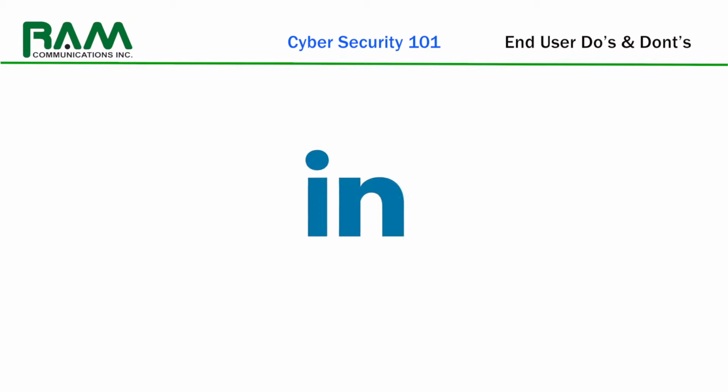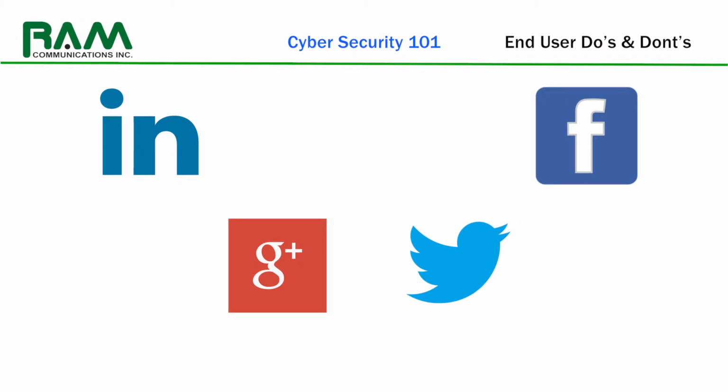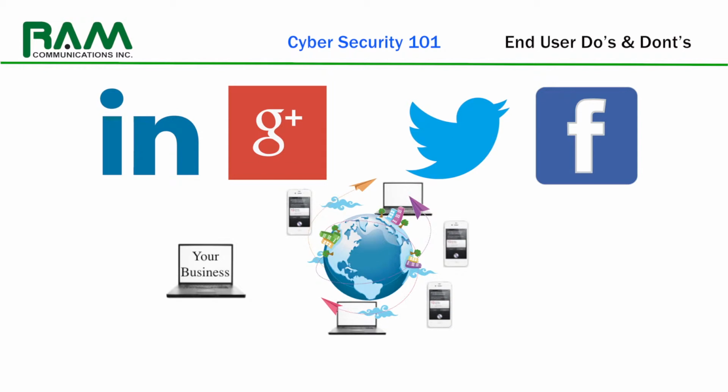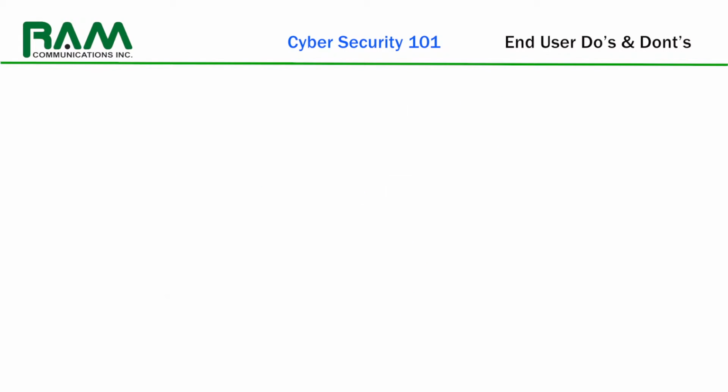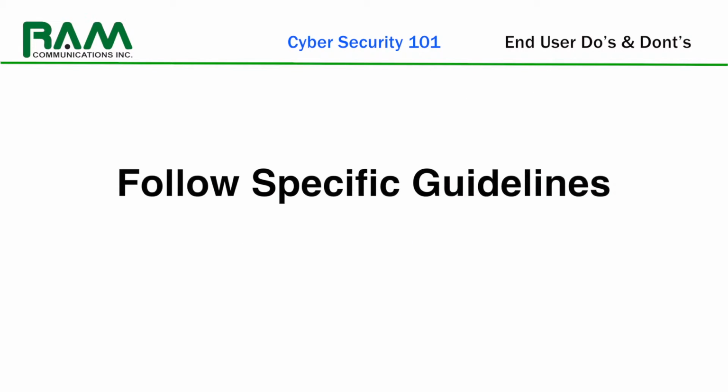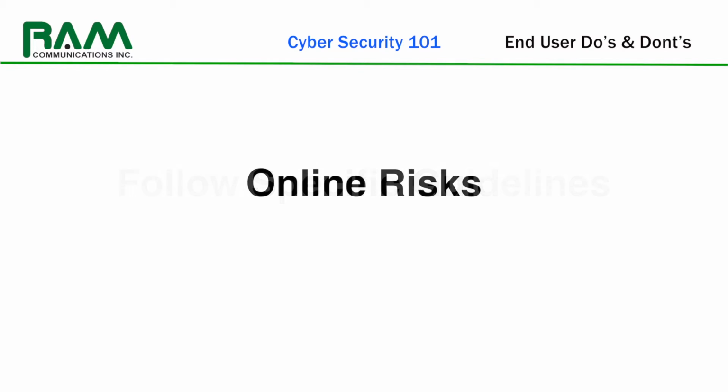Sites like LinkedIn and Facebook and others allow your staff to access the world through tweeting and posting and all other avenues. And while they're doing that, they're disseminating your company's products and information. Now, that's great, as long as your people follow specific guidelines. Don't assume your people know and understand the potential online risks like you do.